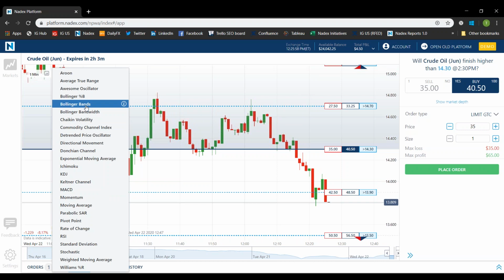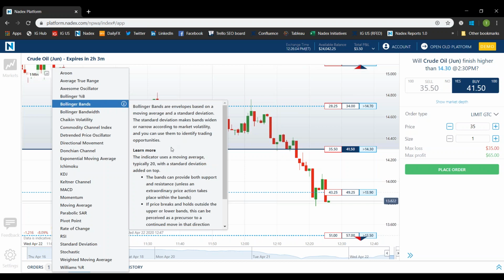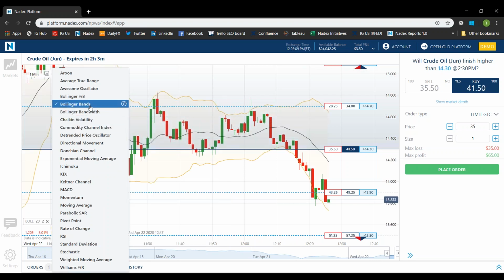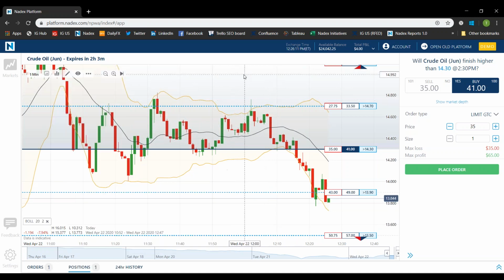Let's go ahead and draw one of these indicators on here. If you like Bollinger Bands, and again, if you're not sure what Bollinger Bands are, it does give you a very nice definition. But when I click on that, it will automatically draw them on your chart. And it's going to give me my potential resistance band up at the top and potential support band below.